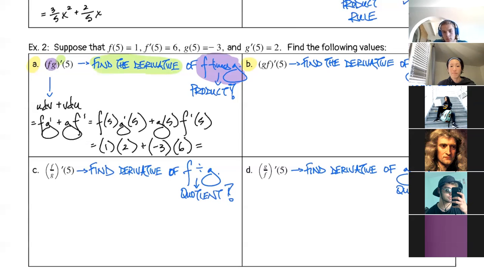Well, I think we can all do this. 1 times 2 gives us 2. -3 times 6 gives us -18. So we should get -16. And so what does that mean? That means I've got these two functions. I multiplied them together, and then I wanted to find the slope at x equals 5. That slope is -16.